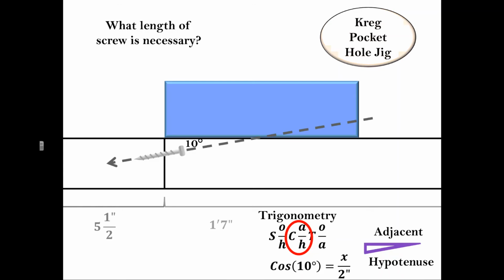Cosine of 10 degrees equals x over 2 inches will tell us how much wood is anchored by a 2-inch screw. Spoiler alert, it's not enough. If the screw is too small, this becomes a major issue.